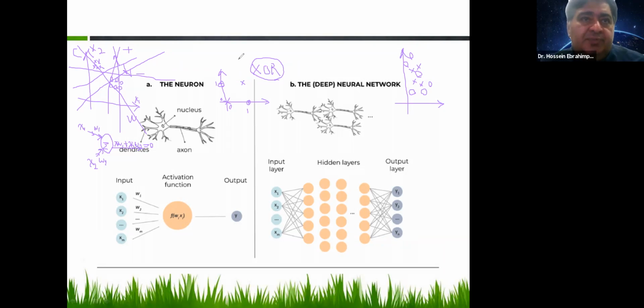So after 30 years, some people came and said, okay, one neuron cannot solve this problem, but we can have two lines. Each of these lines can be handled by one of these neurons, and finally you can add another neuron on top of them, and you can have this output. Very simple. So that is the neural network idea.